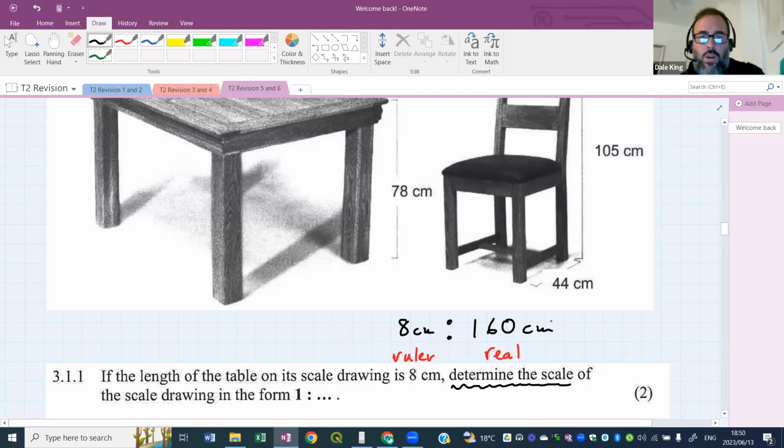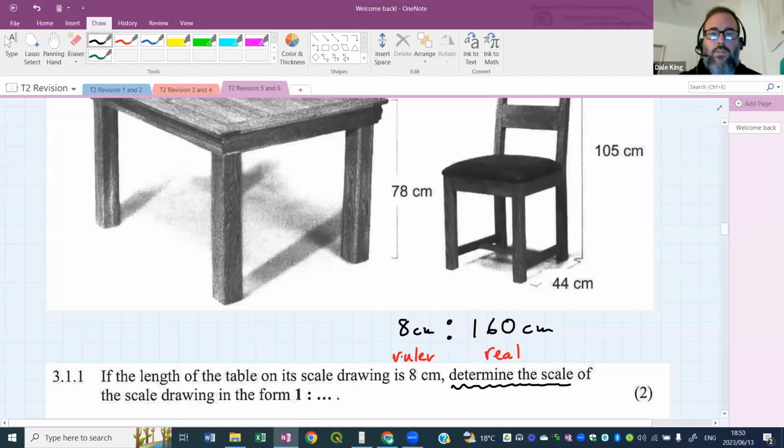Now, this is a workable scale, but you never get given a scale like this. Your scale should have 1 is to something. So how can we change our 8 into 1? All right. Bianca has got it there. She's on track there.